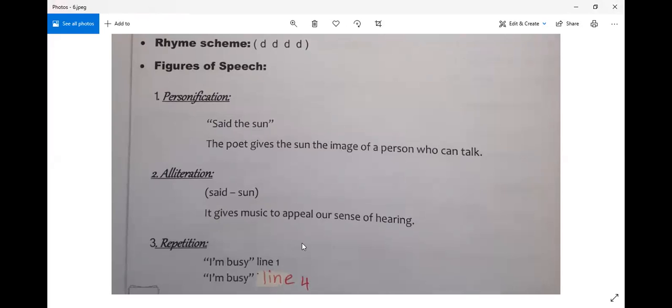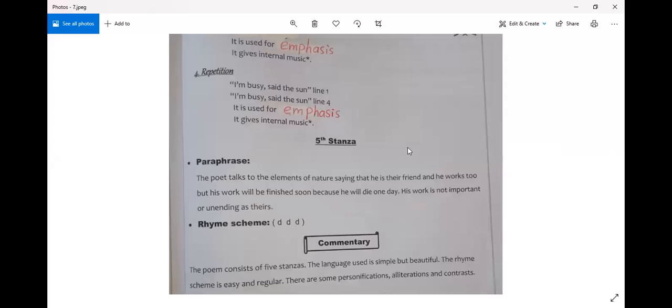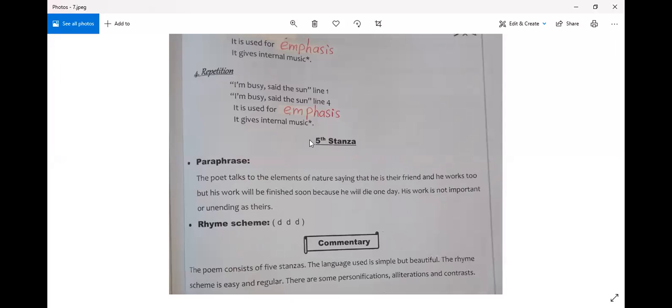Repetition, yeah, we have repetition, and correct this in your booklet, guys. "I'm busy" in line 1 and "I'm busy" in line 4. It's repeated, okay? This is stanza number 4. You're perfect, guys. You're awesome. Okay, do we have something else here? Yes, we have. We can see here that the repetition is important to emphasize the meaning, and it gives internal music. We have also repetition with the two lines, line 1 and line 4. Both lines are repeated, the same words, and we use it to emphasize the meaning, and it gives internal music.